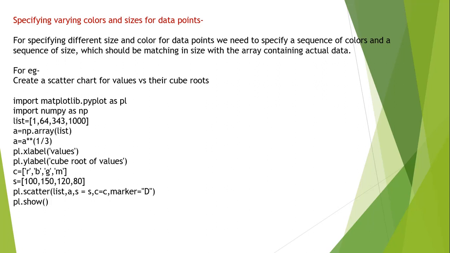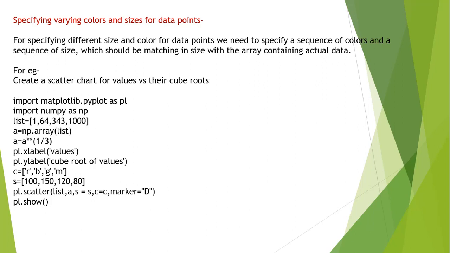Now a is equal to a to the power 1 by 3. A to the power 1 by 3 means you have to take out the cube root. You already know that if we have to take out the square root, the power should be 1 by 2. For cube root, the power should be 1 by 3. That's why we have mentioned 1 by 3 here, because we have to take the one-third power. So it will calculate the cube root of these values, and again it is stored in a itself. So whatever values were there in a have now been cube rooted, giving the cube roots of the given values of the list.